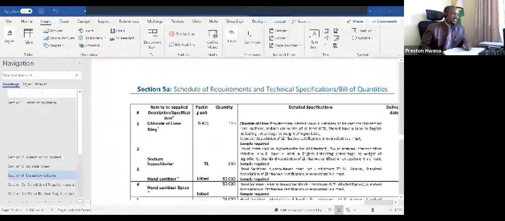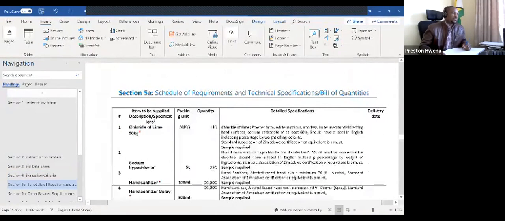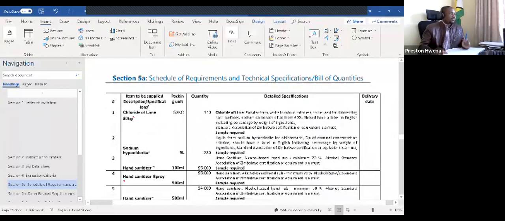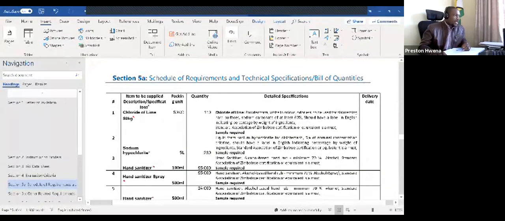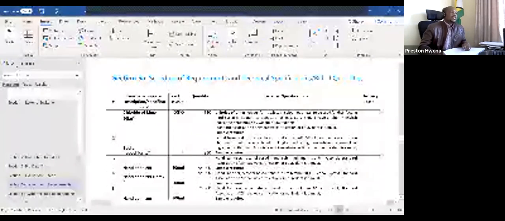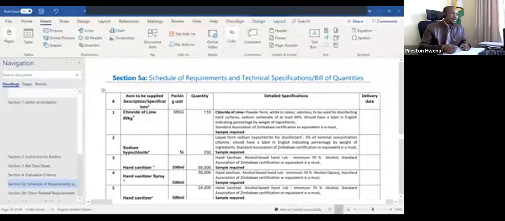Right. So this is our main schedule of requirements. Schedule 5A, this is what we are looking at. We are looking at chloride of lime. We are looking at 110 units. And these are the specifications, because we have a lot of chloride of lime on the market.